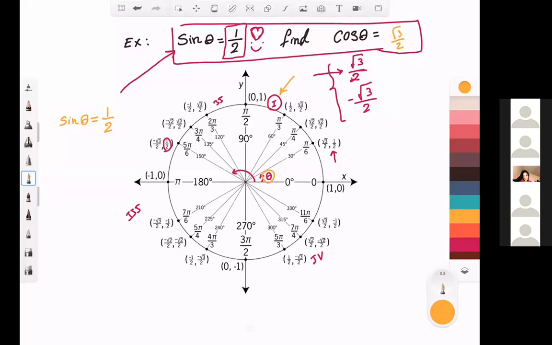Sine of theta is 1/2, and tangent of theta is greater than 0. So this is given. And then they're asking us to find cosine of theta.